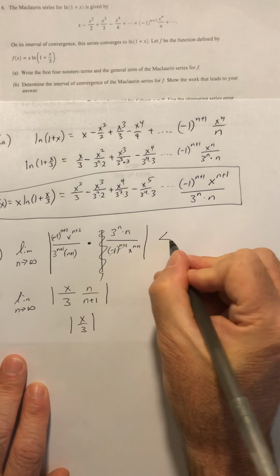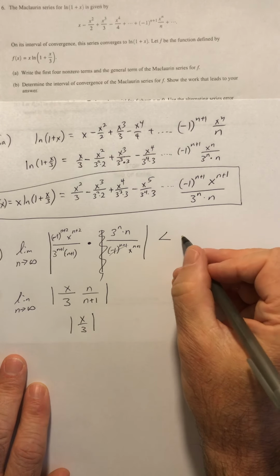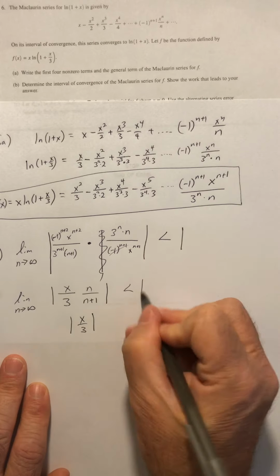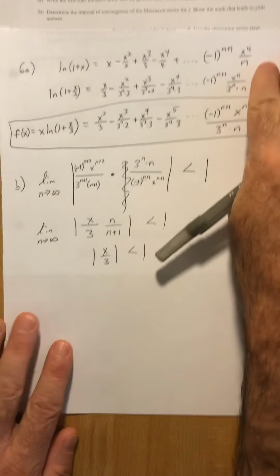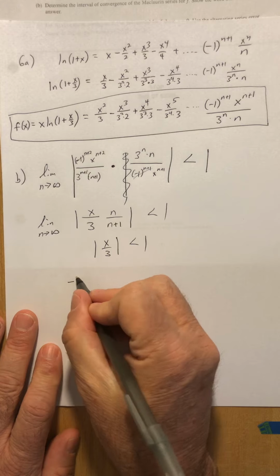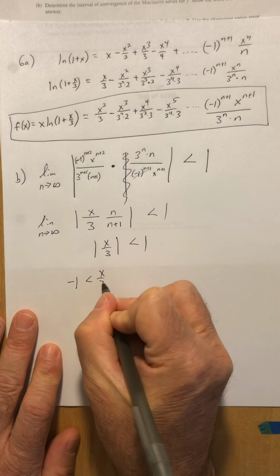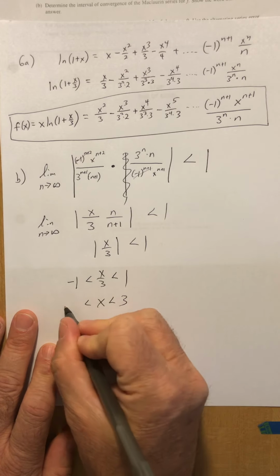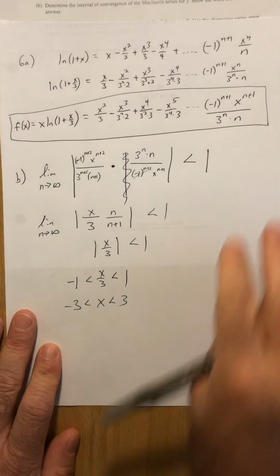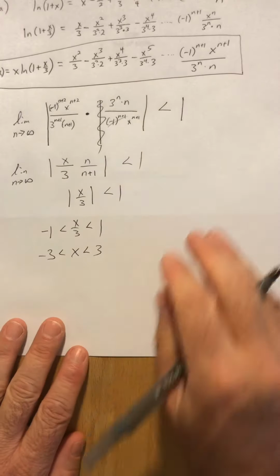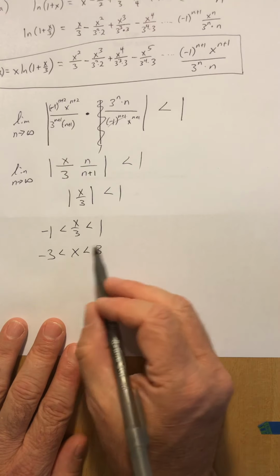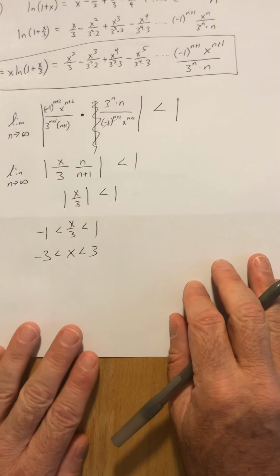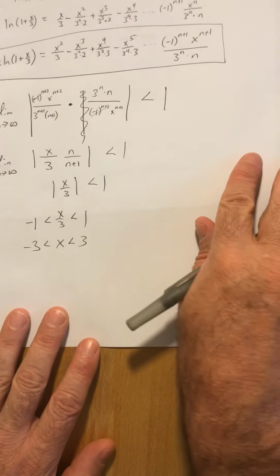For the ratio test, I want to figure out the values for which this is less than 1. And so x over 3 is less than 1 when x over 3 is between negative 1 and 1, and that's going to be when x is between negative 3 and 3. Our last step in an interval of convergence problem is to figure out whether 3 and negative 3 should be included or not included in my final answer.